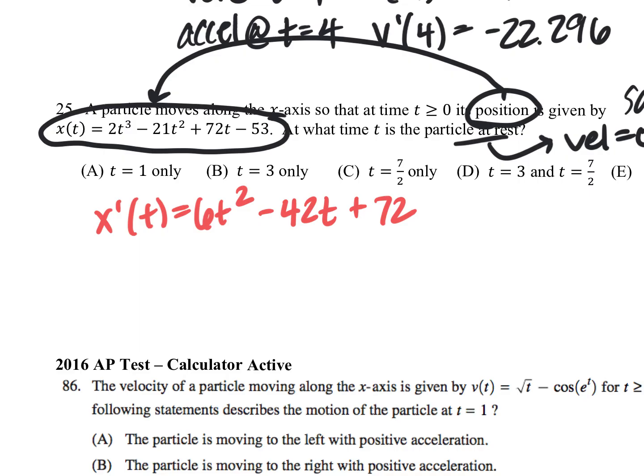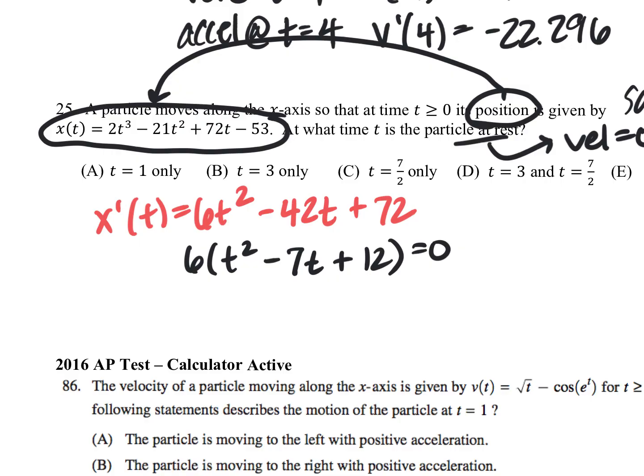Do you want to O2 or factor? Which one's way easier? Why would you not just O2 that? Because we have that 6 in all of them, our numbers would be huge. I'd have to know what 72 times 6 is. I don't know what that is. So let's take that 6 out, and I'd have t squared minus 7t plus 12.